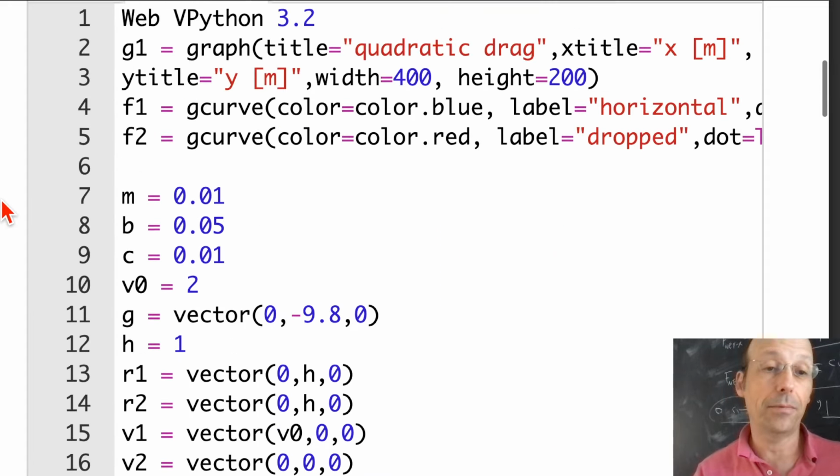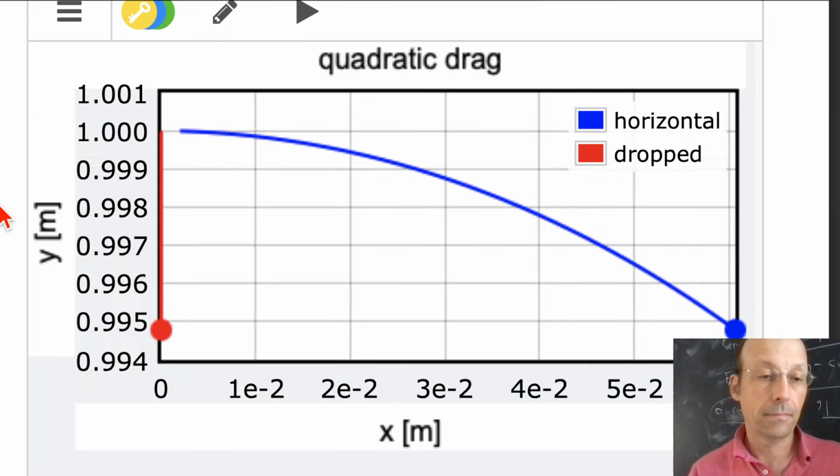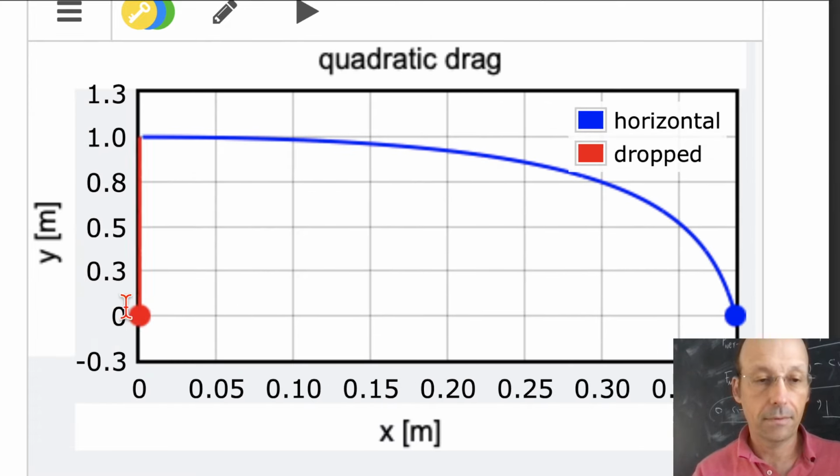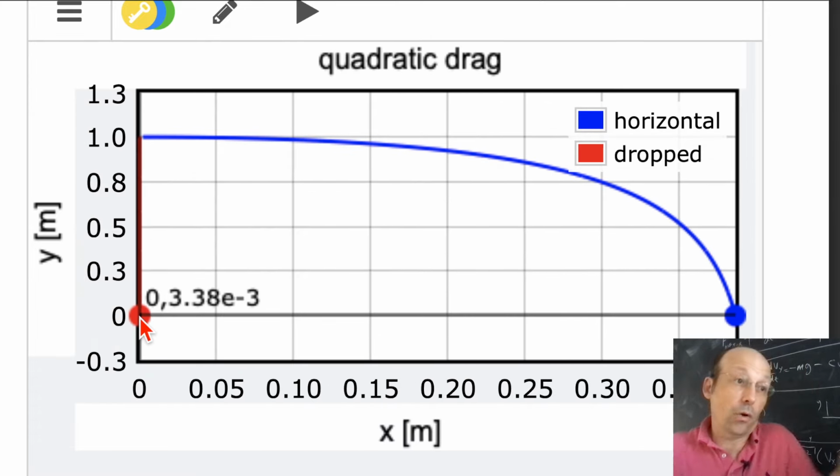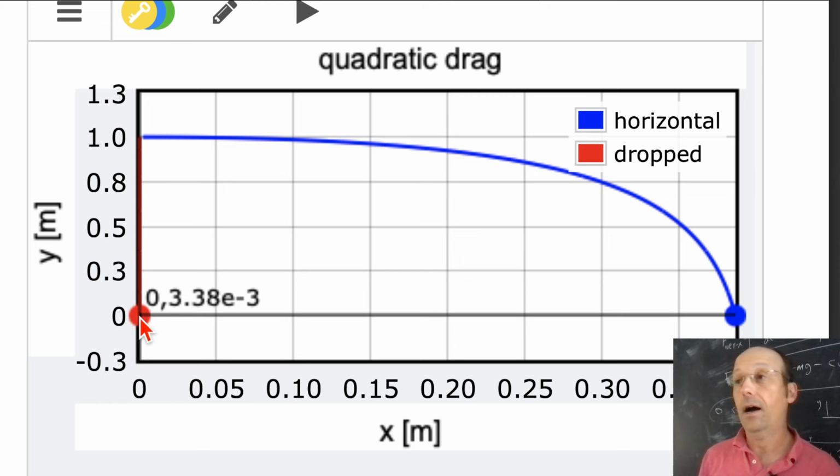Do they get to the ground at the same time? Identical. So with linear drag, they do. So that shows it. I'm pretty happy with that. There you go. That's it for my classical mechanics, velocity-dependent forces.